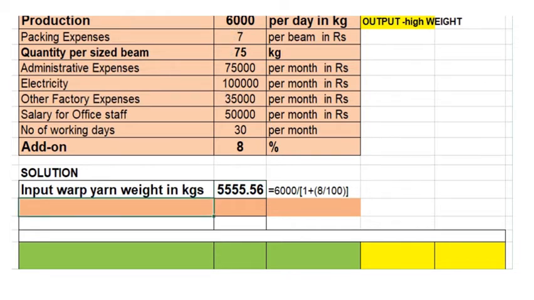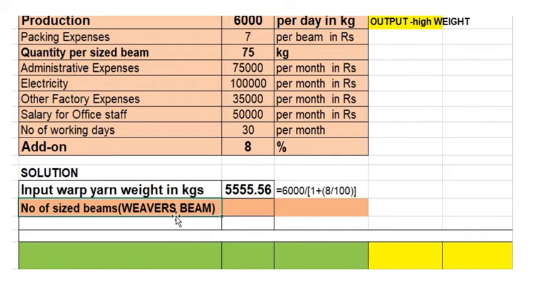Next is the number of sized beams, or number of weaver's beams. I'm sorry, not the number of workers' beam, number of weaver's beams. One weaver's beam weighs 75 kgs. So this calculation is done for the packing expenses calculation. If one weaver's beam weighs 75 kgs of yarn, how many beams of output will be there?